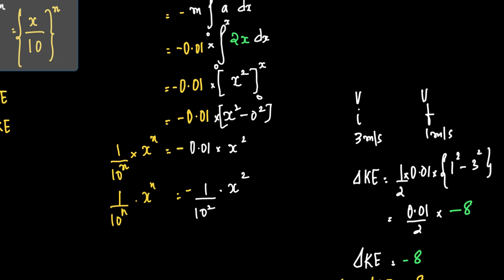Now we have delta k is equal to, right? So what is this? All of this is delta KE is equal to, what is this? This is delta KE is equal to minus 0.01 into x square.